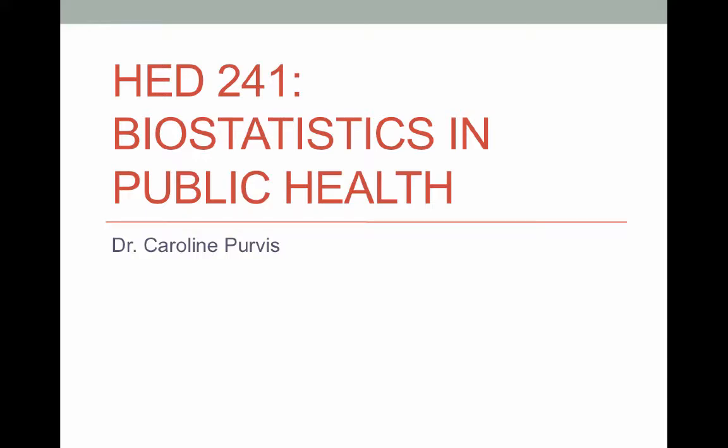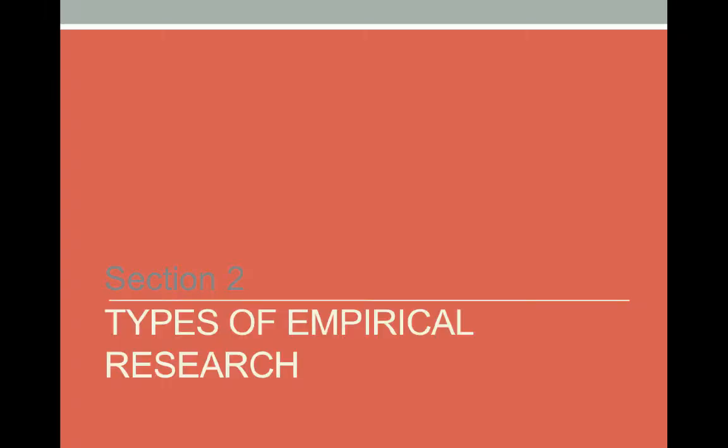All right, everyone, we are back for Part A, Section 2, types of empirical research for HED 241 biostatistics. This lecture covers Section 2 in Making Sense of Statistics. This is from your white book. Again, make sure you have read that section before you watch this lecture.